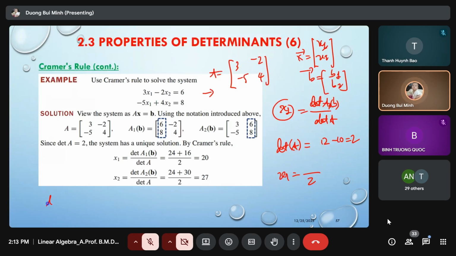For the determinant of A1(b), you take the first column out and replace it by b, where b1 is 6 and b2 is 8, so you get 6, 8, and then -2, 4. The determinant of A1(b) is 24 minus 16, then plus 16, you get 40, over 2, you get 20. So this one we call Cramer's rule.